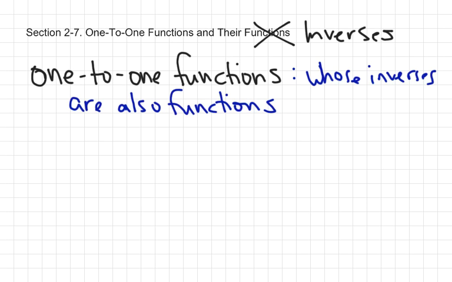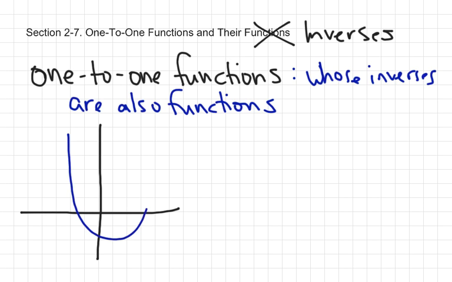Now, if you have a graph and you're trying to determine if its inverse is a function, we use something called the horizontal line test. For example, if I gave you a quadratic equation, if you were to use the horizontal line test, you would determine that its inverse is not a function. Therefore, the function is not one-to-one.